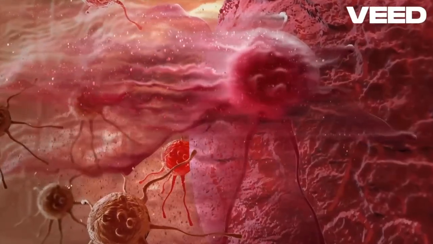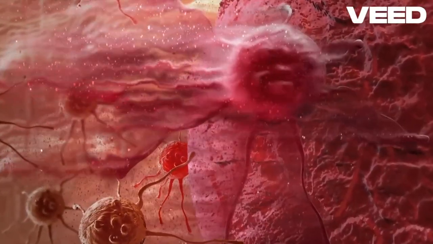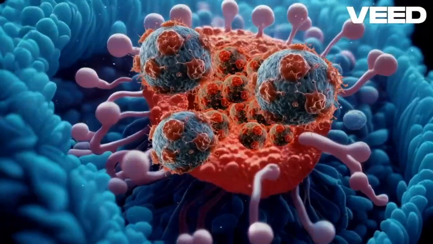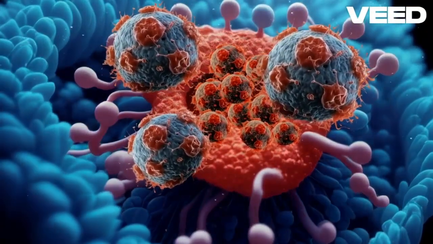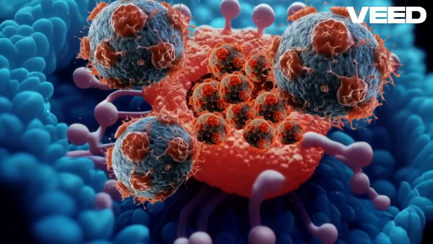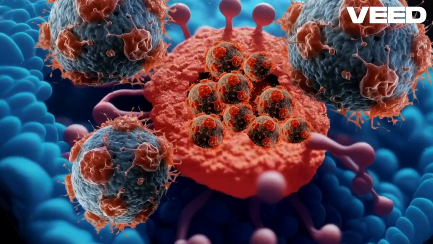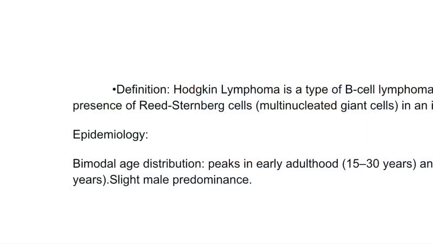Hodgkin lymphoma, or HL, is a highly curable form of B-cell lymphoma. It's characterized by the presence of Reed-Sternberg cells, a hallmark diagnostic feature. This lecture will explore HL's classification, staging, and treatment strategies with clinical insights.